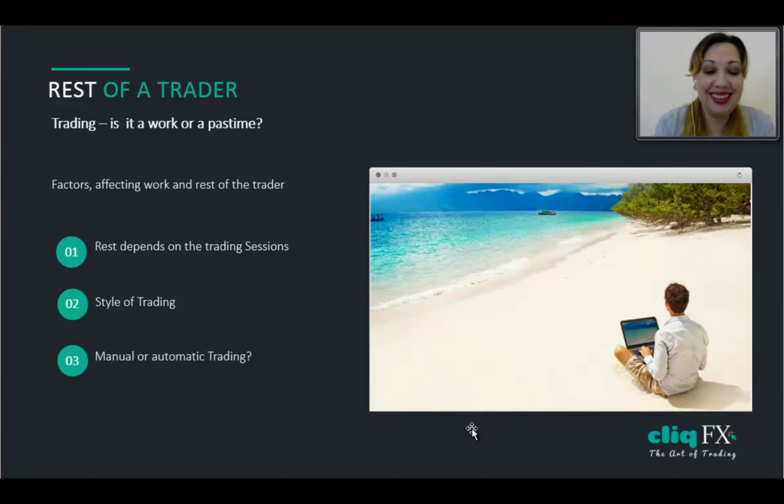If he considers trading just a passing passion or a habit, then I don't think that this business requires a lot of rest, and it can be considered a pastime. But there are still some factors that affect the work and rest of the trader. If, nevertheless, the trader has a very serious and responsible attitude to trading, what factors determine the time of the rest and its duration? First, the dependence of the rest on the trading session.